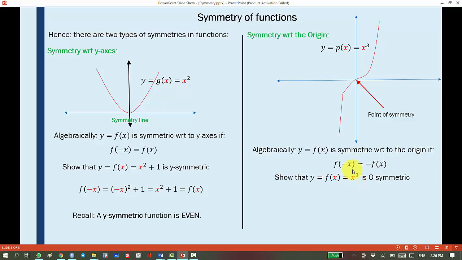For instance, y equals x to the power 3 can be checked to be O-symmetric. For that, we find f of minus x. First, f of minus x is minus x all to the power 3, which is minus x to the power 3. And next, we find minus f of x. Minus f of x is simply minus x to the power 3. Here you see that these two are the same. Therefore, f of minus x is equal to minus f of x, and hence this function is O-symmetric. Recall that an O-symmetric function is odd.